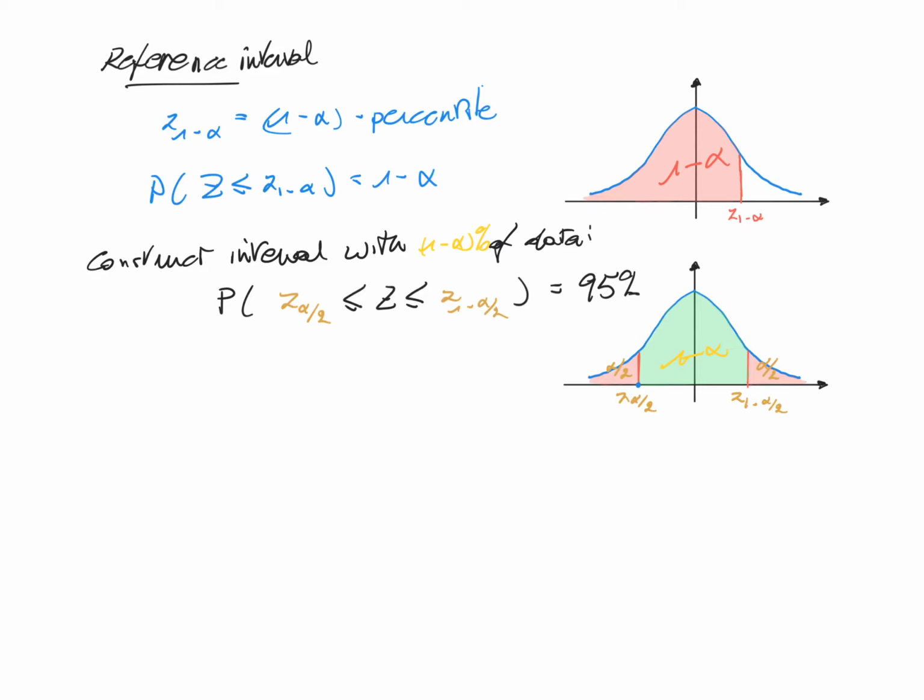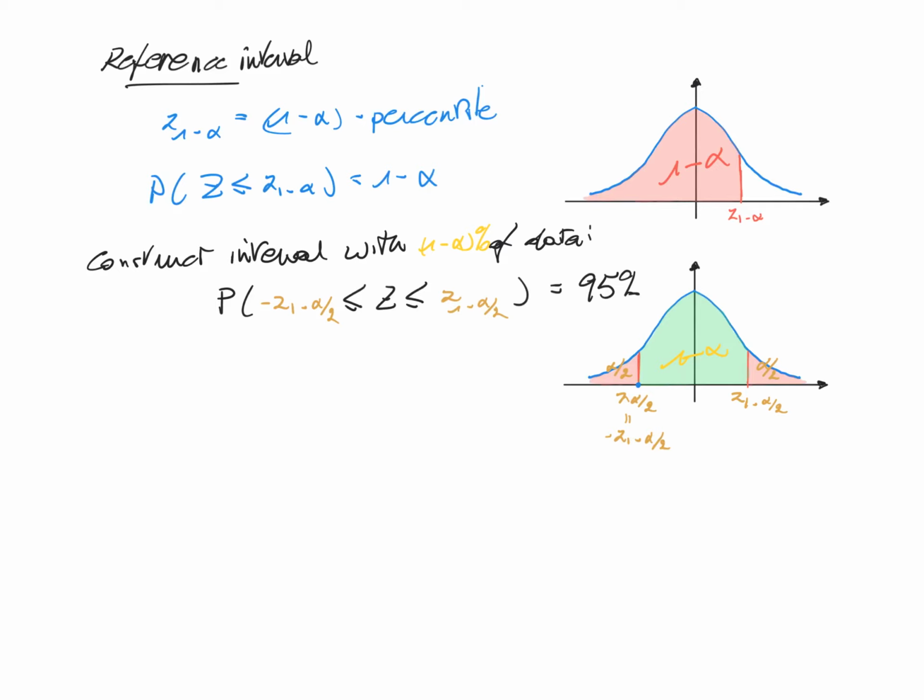Furthermore, we know that z of alpha over 2 is minus z of 1 minus alpha over 2 because of the symmetry. This is clearly visible in the density function. So they are at the same distance from the origin because the one has alpha over 2% to the left and the other has alpha over 2% to the right. So z of alpha over 2 is equal to minus z of 1 minus alpha over 2. We have now obtained an interval which contains 95% of the data in case of a standard normal distribution.